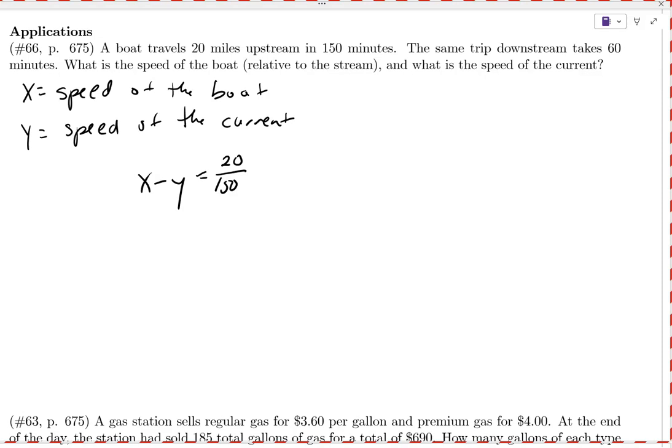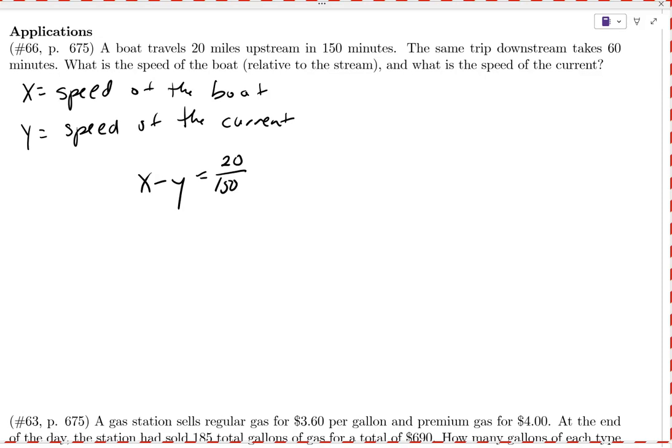You could also do miles per hour. If you want to do miles per hour instead, what would you divide by instead of 150 minutes? How many hours is 150 minutes? 2.5, right? So if you want to do miles per hour instead, it doesn't matter as long as you're consistent, right? This is a speed, correct? So the x minus y is representing the speed upstream. You go 20 miles in 150 minutes, so you should set that equal to 20 over 150.